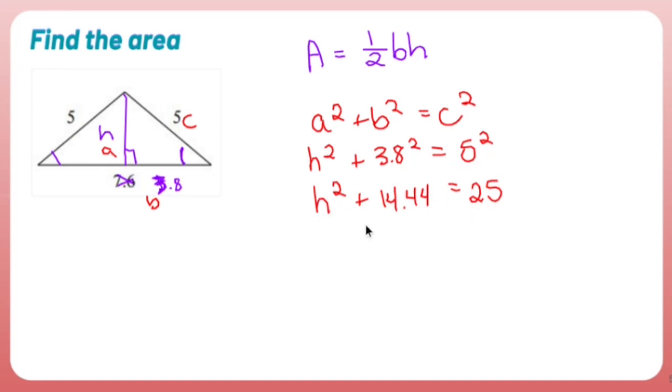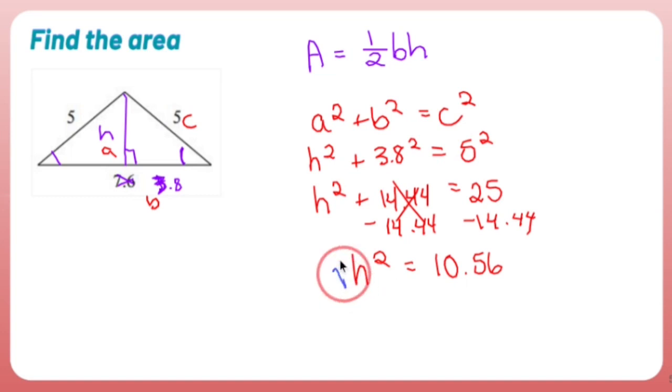In order to get h all by itself, I have to subtract 14.44 from both sides, so minus 14.44. Drop down the h squared, and that's going to give us 10.56. Now, in order to get rid of squared, I have to square root both sides. So that crosses out. I'm dealing with triangles, so I don't have to worry about this symbol right here.